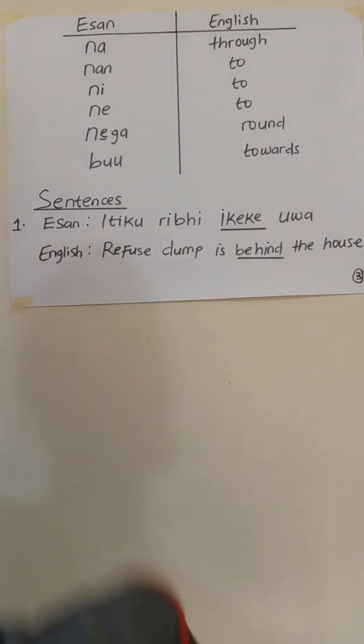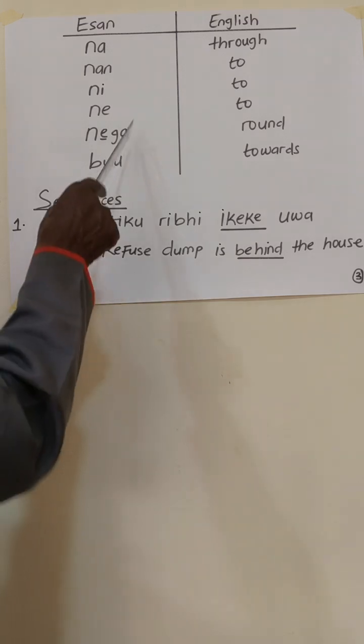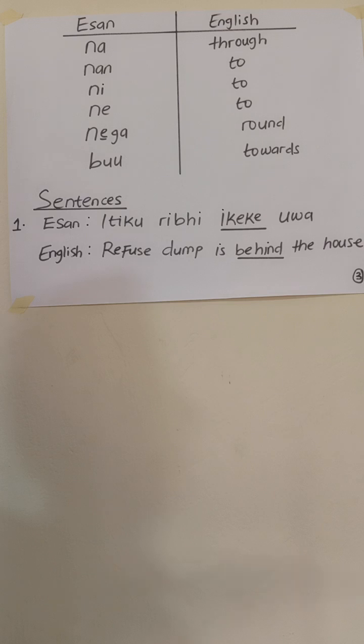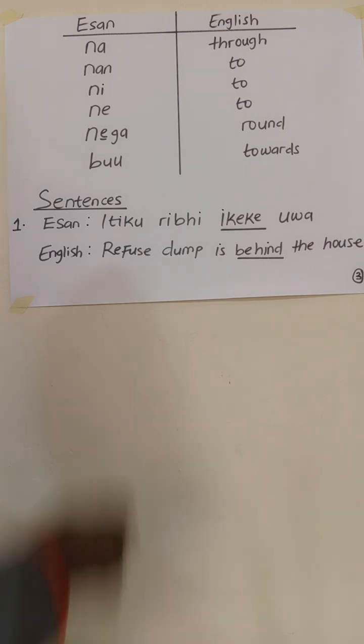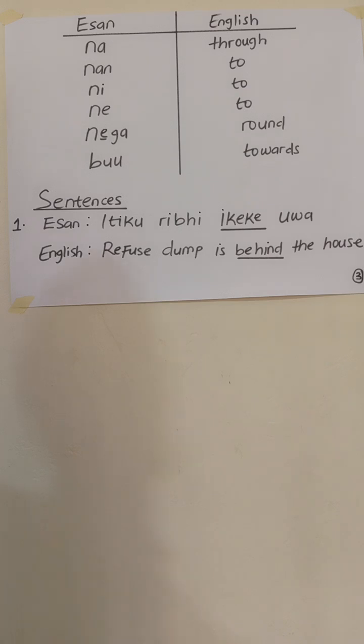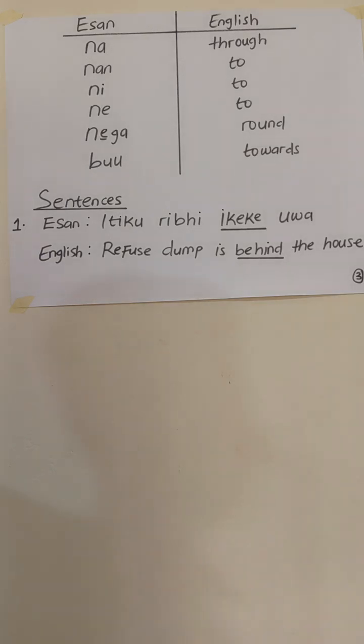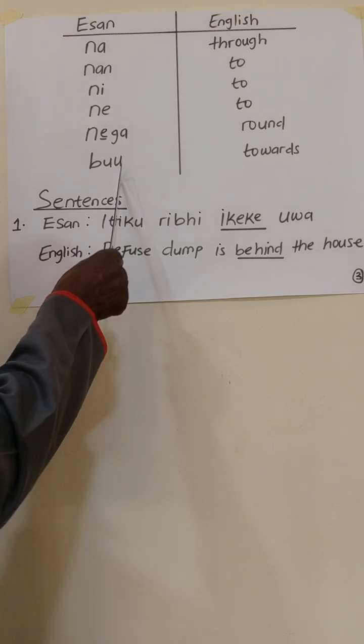Nega. Nega means round. Is the nega a table? That means the grain of rice is around the table. The next one is bu. Bu means towards. When you want to tell somebody the book is towards the table, you find the book, and when you are looking towards, that's towards, which means bu.